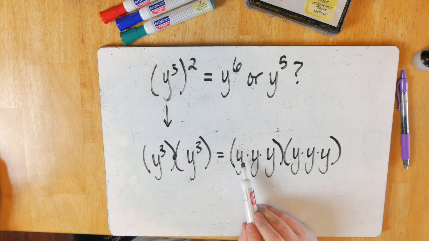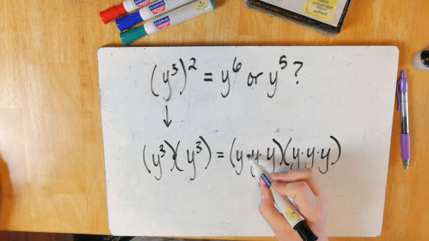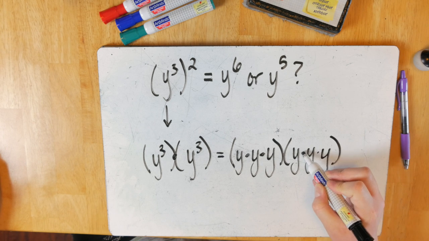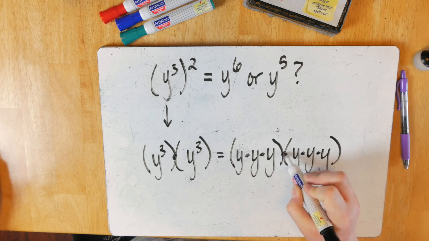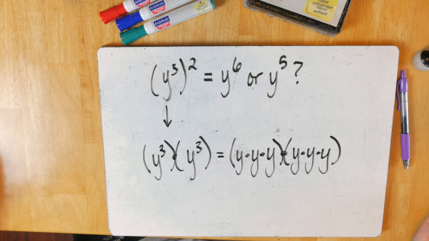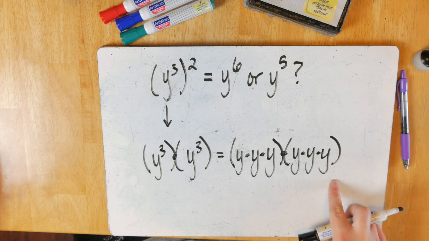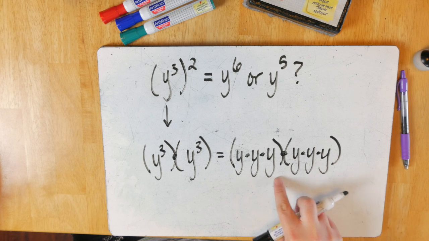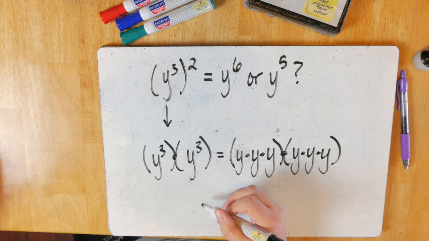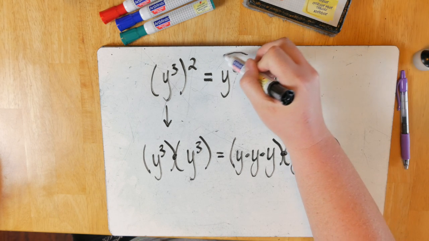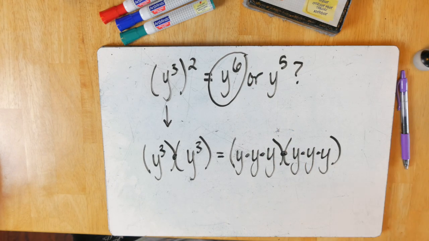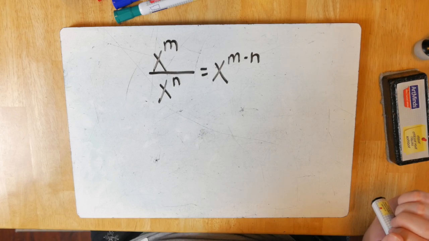And what I want you to notice here is that within the parentheses, everything is being multiplied, and outside of the parentheses, everything is being multiplied because that's what the parentheses mean. So ultimately, through this whole expression, we have y multiplied by itself 6 times, which is why the expression is equal to y to the 6th.